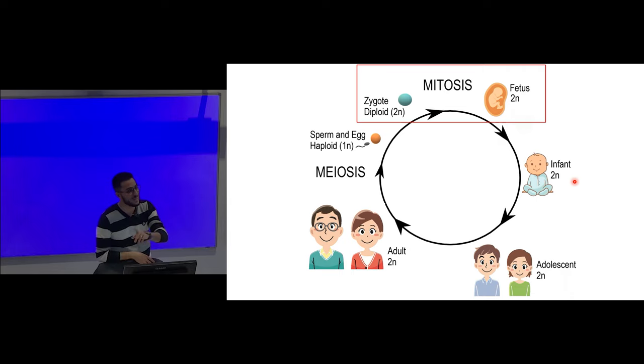Which causes a disease? Then, let me think. So wild type doesn't necessarily mean always dominant, okay? The dominant phenotype could be causing the disease, okay?